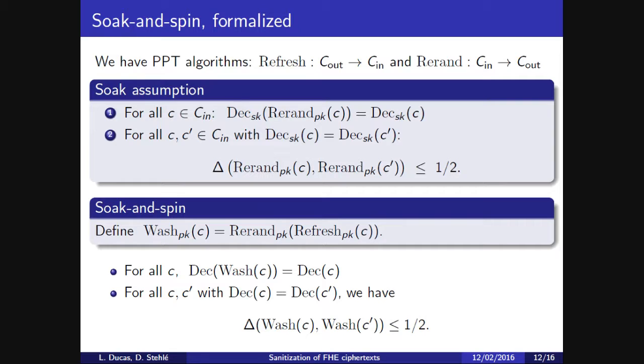And from these two functions, we're going to define a washing cycle, so soak and spin. The soaking is the re-randomization, and the spin is the refreshing. So we're adding some water to our dirty laundry, and then we remove that water. And that's our cycle. And what we can prove from this assumption is that our wash function will preserve plaintext and make the statistical distance go to less than 1/2.